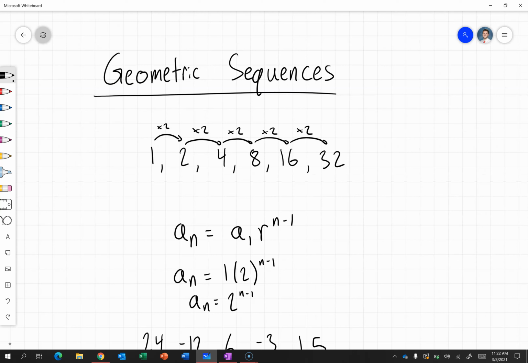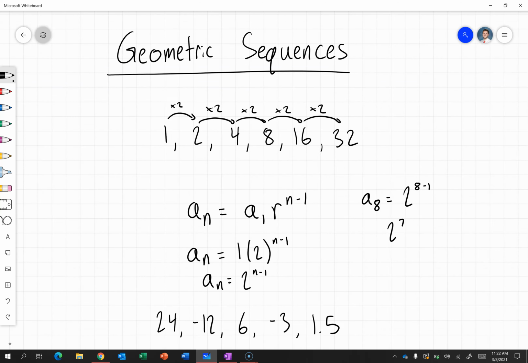Okay, and then we can use that. So for example, if I said find the 8th term, well, then the 8th term would be equal to 2 to the 8 minus 1, which would be 2 to the 7th. Okay, let's look at this next one.